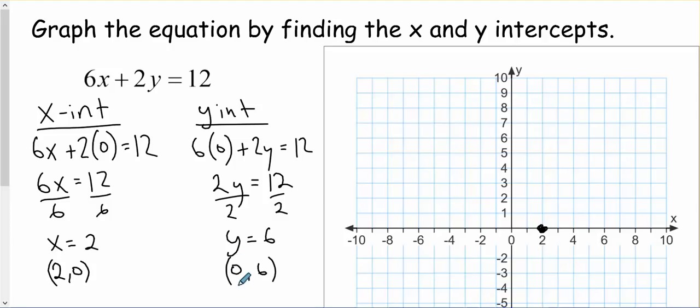So we can plot that point, and we draw our line between our 2 points, and we've got a nice graph.